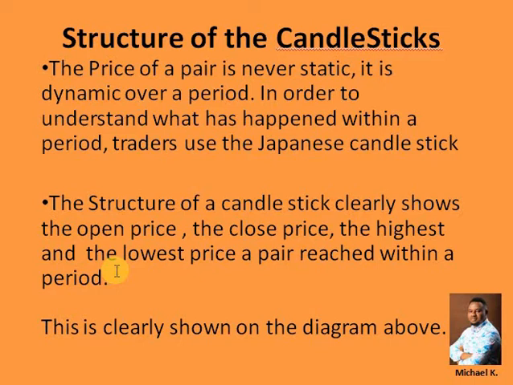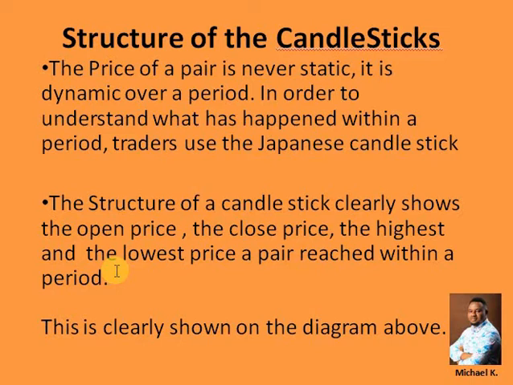You can have a pair move from one price to another within a minute, within 5 minutes, within 1 hour. Now, to measure this price movement within a period, we use the candlesticks. The structure of a candlestick clearly shows the open price, the close price, the highest and the lowest price a pair reached within a period.